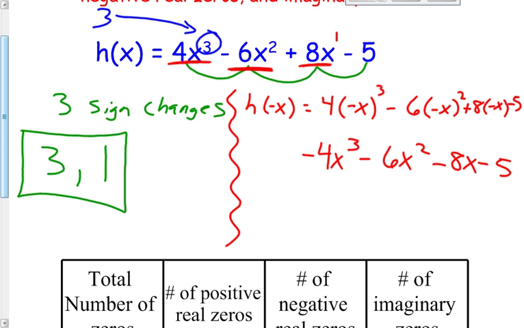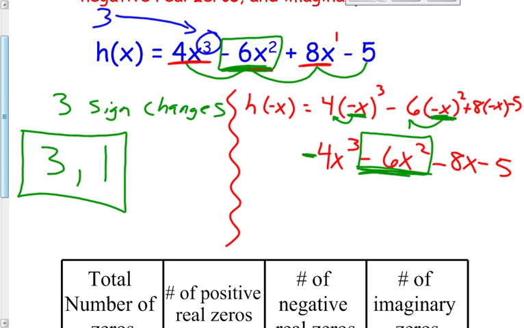And here's the reason why. What's a negative x times itself 3 times? A negative x times a negative x times a negative x is a negative x cubed. Multiply that by 4, and it's a negative 4x cubed. See? The sign switches. Now this was a negative 6x squared, and it stayed a negative 6x squared. Let me explain why. What's a negative x times a negative x? It's a positive x squared. And what's a positive x squared times a negative 6? It's a negative 6x squared. So the sign did not switch. And that's the reason for all of that.